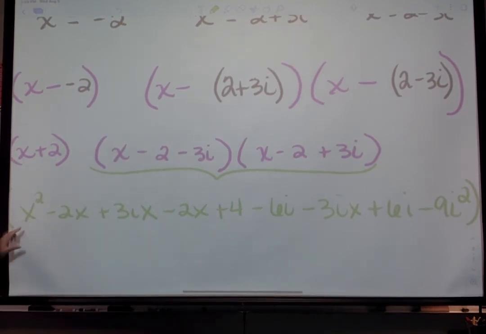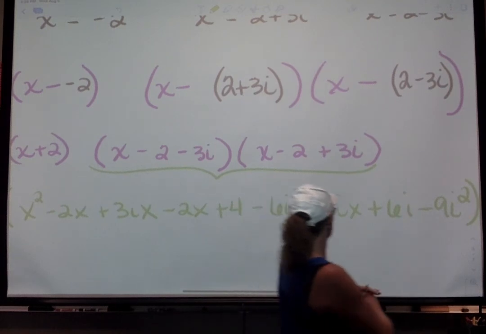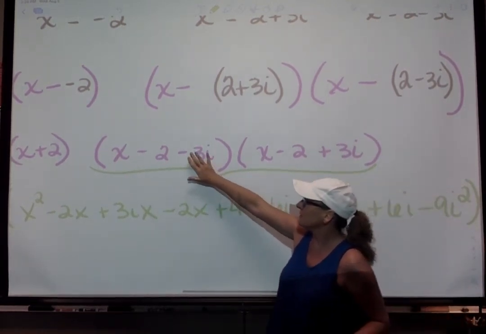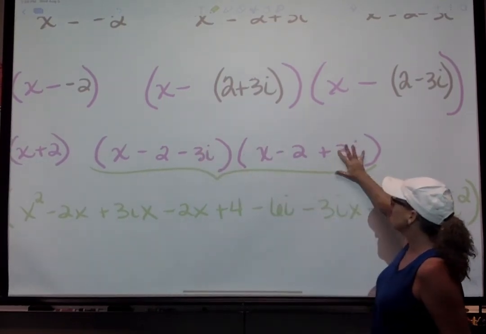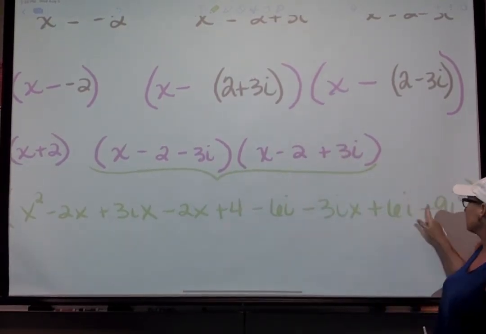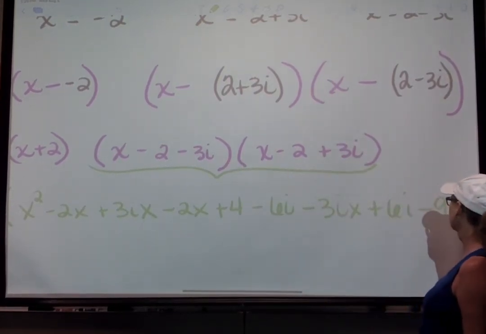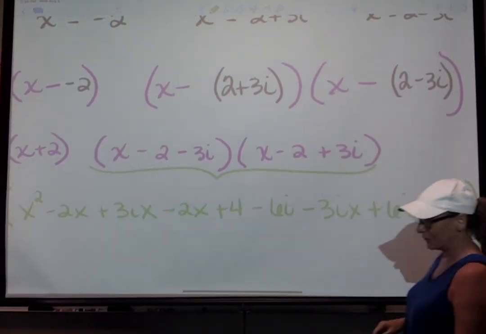So you should have gotten 9 terms. Make sure, this is where most people mess up. The last multiplication that you do is this negative term times this positive term. So -3 times +3 is -9. And don't forget you're multiplying i times i, so it's i squared.